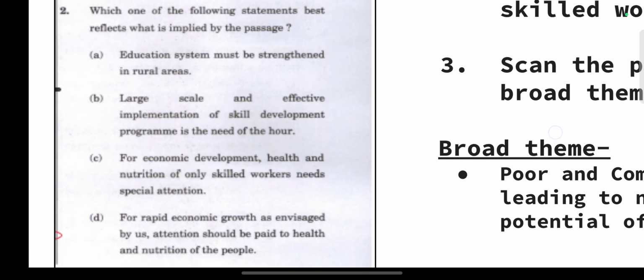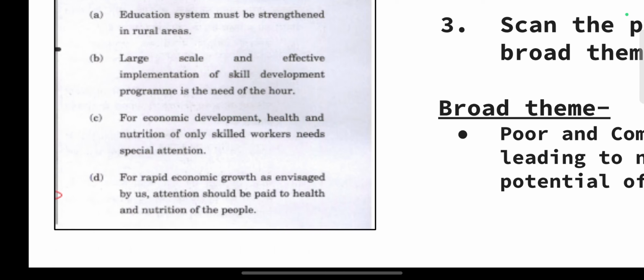Option A says education system must be strengthened in rural areas. Now this statement is quite reasonable, it is not impractical also, so we will have to keep it on hold. We cannot eliminate it for now. Let's keep it on hold. Read the second one. B, large scale and effective implementation of skill development program is the need of the hour. This also does not seem to be impractical and unreasonable, so this can be put on hold also. So we have not been able to eliminate any of the options as of now.